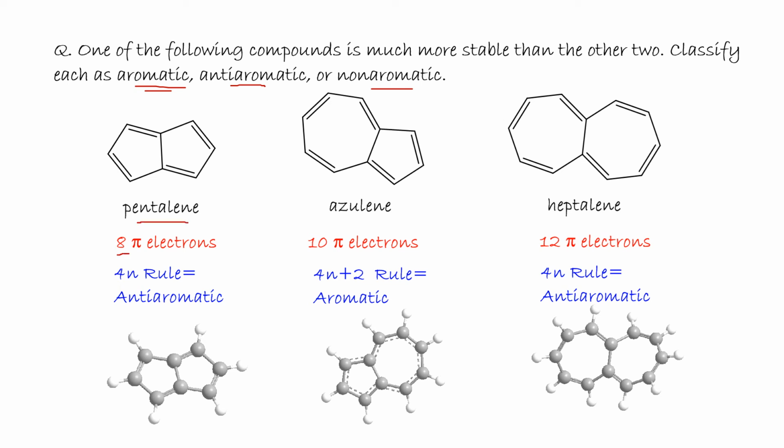Benzene, 8 electrons, that's 4n rule, it's anti-aromatic. Azulene, it's 10 pi electrons, and it's 4n plus 2 rule, Hückel's rule, it is aromatic. This is the one which is stable. Now we look at heptalene, 12 pi electrons, so it's 4n rule, it is anti-aromatic, highly unstable.